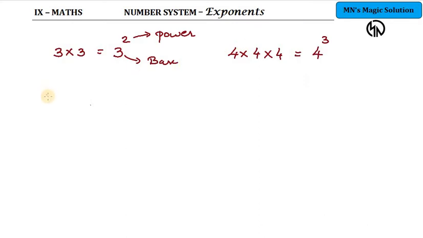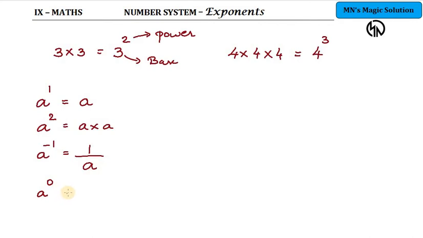There are some basic formulas relevant to exponents. For example, a power 1, what will it be? a. a power 2 will be a into a. a power minus 1 is equal to 1 by a. a power 0 is equal to 1.